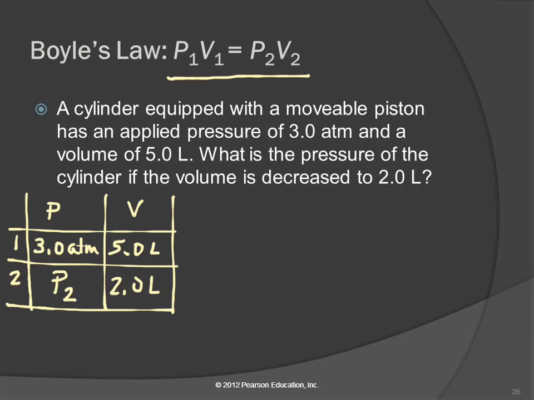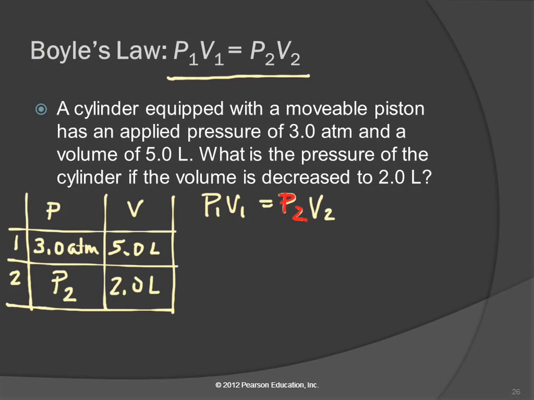Right now we only have one equation that we've talked about, so that's easy. We don't have to choose our equations. So we've got P1 V1 equals P2 V2. We write that down, and then we look at the table. What are we looking for? We're looking for P2, so I'm going to make that red. That's what I'm trying to find.